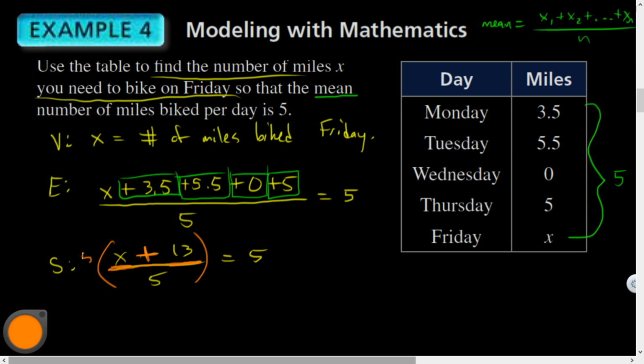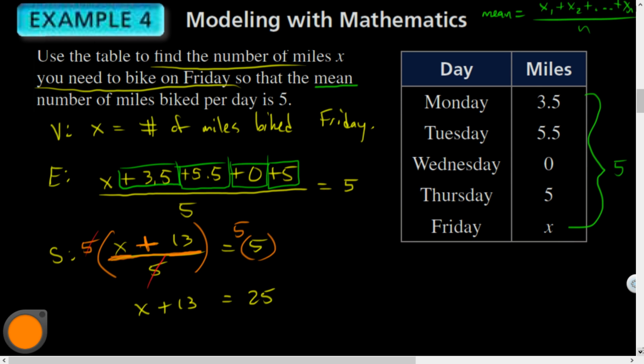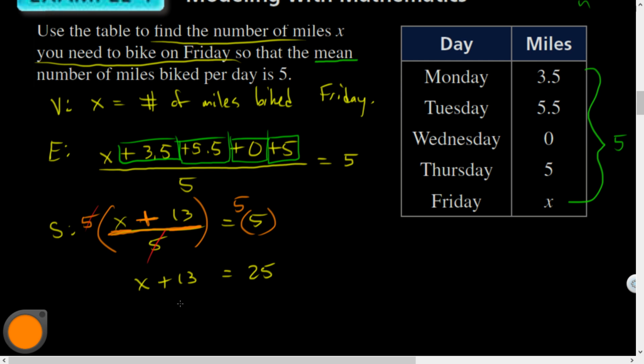Multiplying by 5. I multiply both sides by 5. Notice how that helps me. Swipe, swipe, cancel, cancel, right? I get x plus 13 equals 25. And now we can solve. Subtract 13 from both sides. Oh yeah, x equals 12.